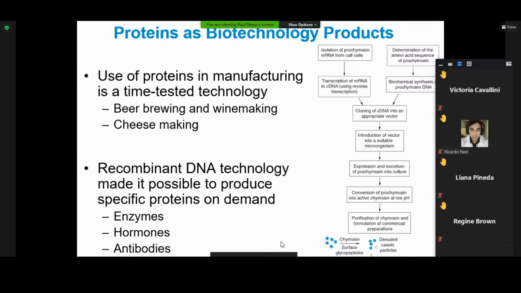and split that casein protein so we can get the curds needed to make cheese. And besides alcoholic beverages and cheese, we use recombinant DNA technology to produce a whole variety of enzymes and hormones, whether it's growth hormone, whether it's insulin, you name it. We use biotech for these purposes, and even antibodies like monoclonal antibodies we can generate utilizing biotechnology.